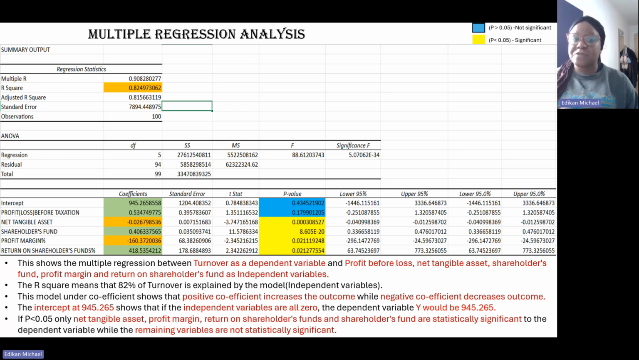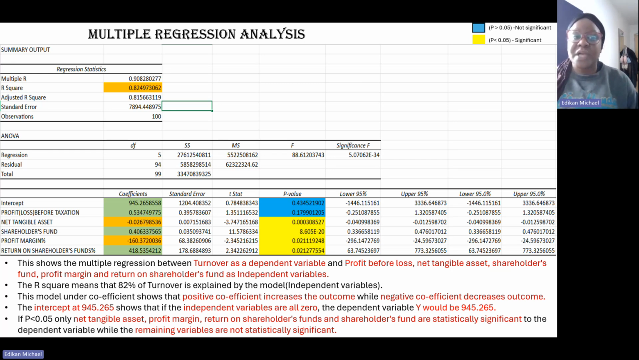The reverse is the case for net tangible asset, because net tangible asset has a negative number, minus 0.0268. This simply means that if net tangible assets has a 1 unit increase, my dependent variable would reduce by 0.0268. And the same goes for the other independent variables that have both negative and positive.